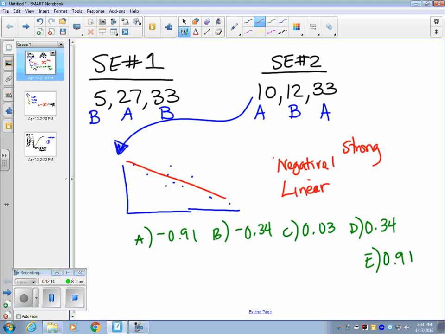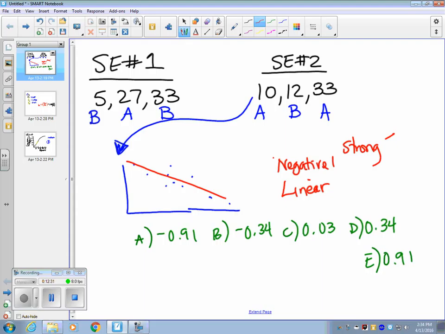So when I say strong, I mean that's the strength. Is it weak? Is it strong? Negative means that's the direction. It's either negative or it's positive. And linear is the shape. So you have to use those three words to describe the situation.